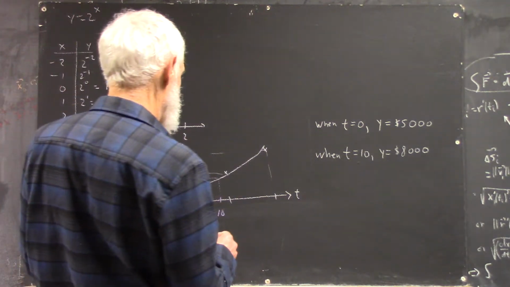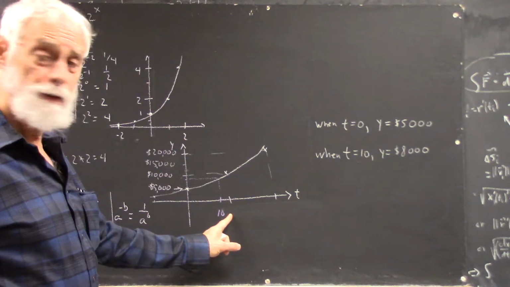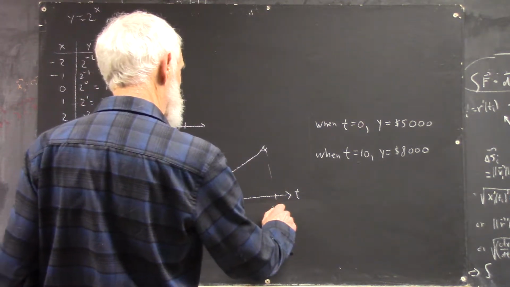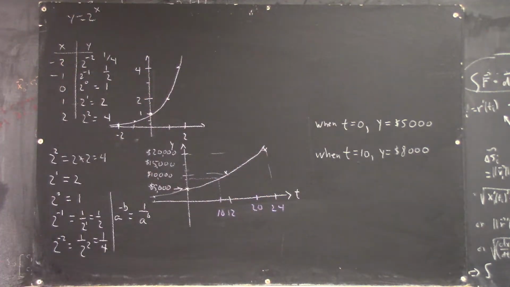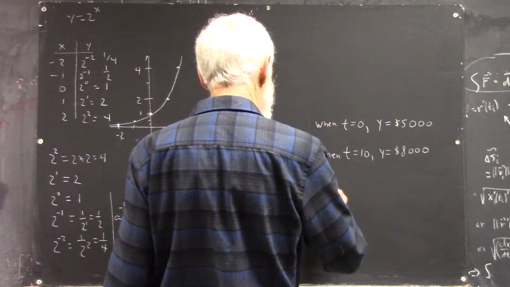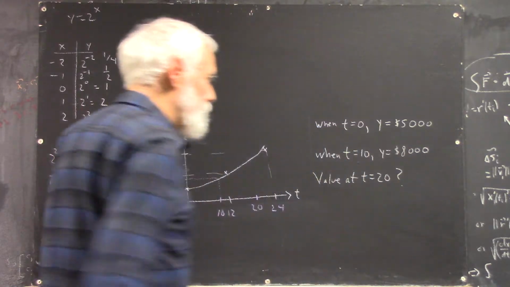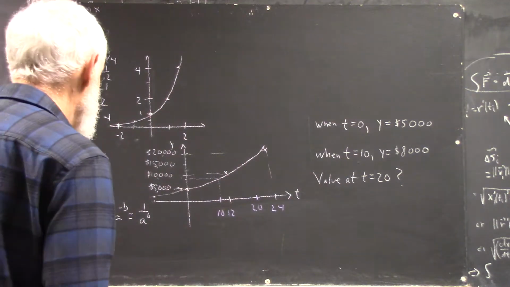So now, if that's 10, well, that means, what do you think this is? 20. If this is 10, what's that? Like 11 or 12. Yeah, I'd go with 12. So let's say 12 is here, so 24 is here. And 20 would be about here, right? Now we can label all the points we want to. But my question is now, what's the value at, let's say, t equals 20? 15,000. 15,000? It's not a bad estimate.